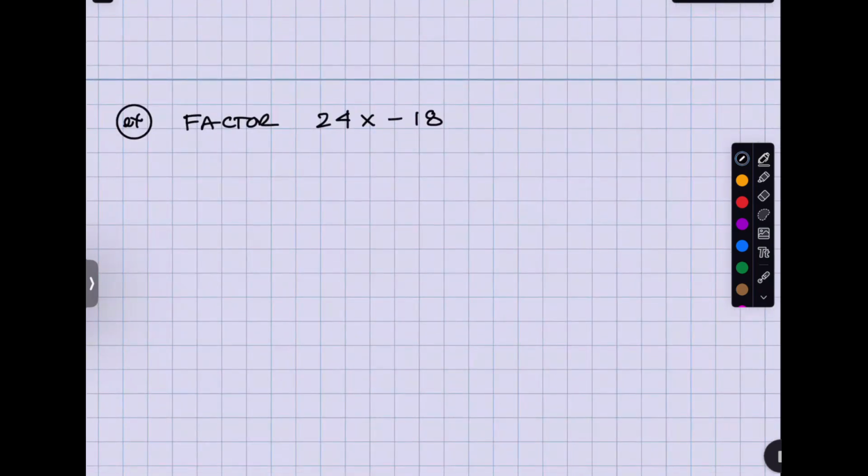So let's factor that. So this is the easiest possible problem ever. But it doesn't mean that everybody can do it, and it's okay.